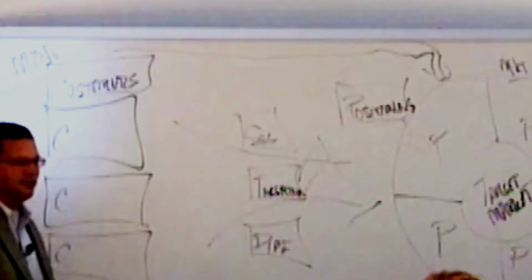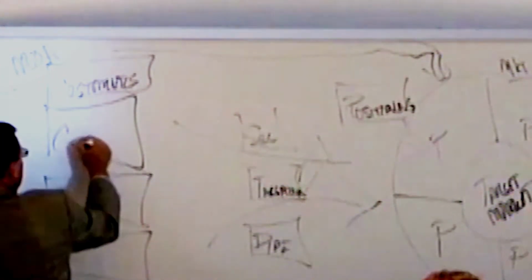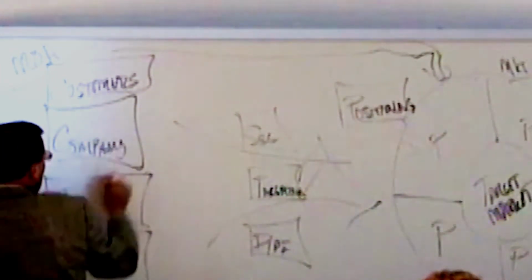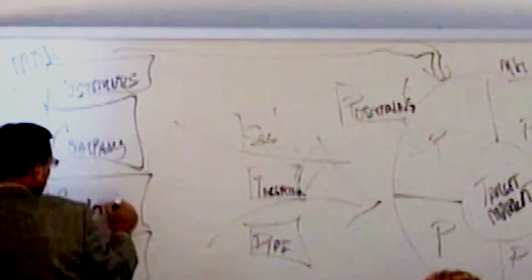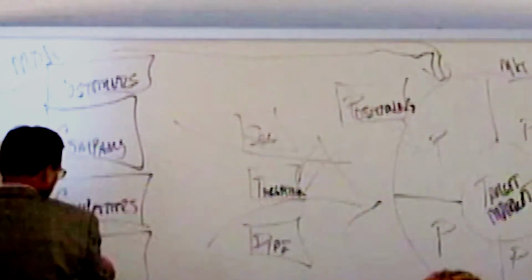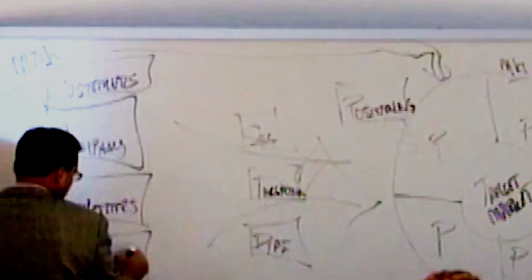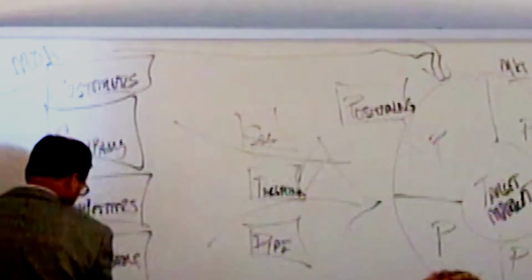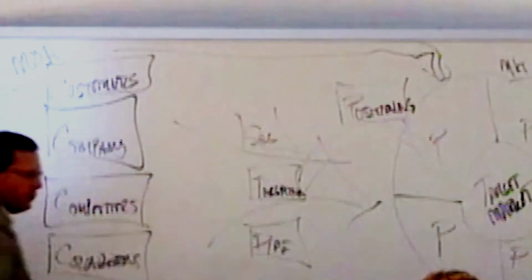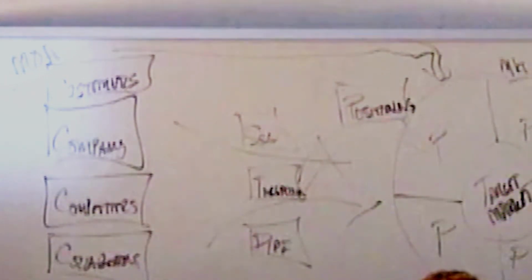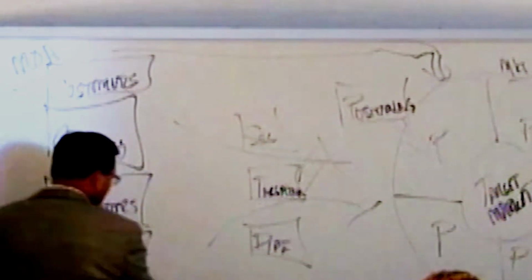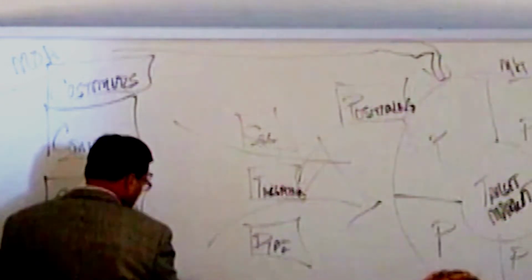What are the other C's? Company. Competitors. Collaborators. And context. And what's our 4-letter acronym for context? PEST. So remember PEST stands for what? Political, economic, social, and technical. Very good.